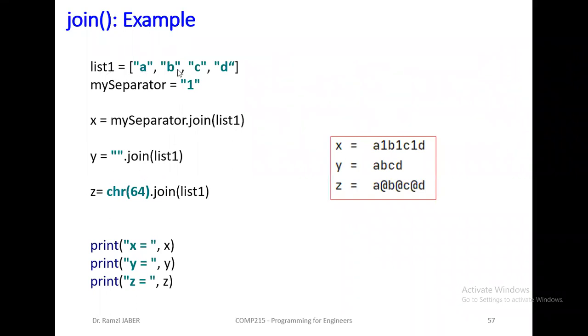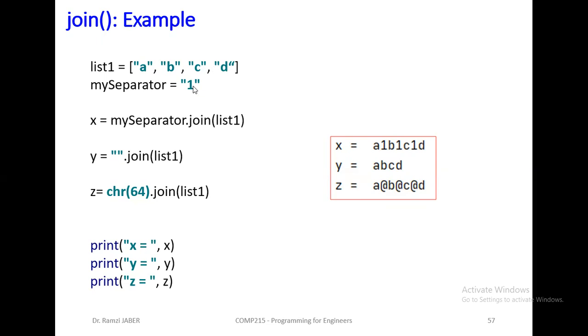You will understand more in this example. Assume list1 equals A, B, C, D. My separator is any variable here, equal 1. It's a string here, okay? It's not a number. Between quotation marks, it's a string. So if I write x equals my separator dot join list1, x equals A1, B1, C1, D1.